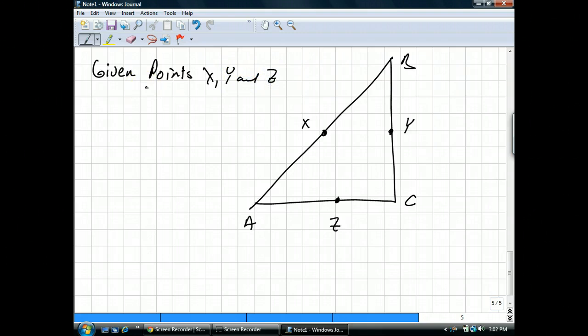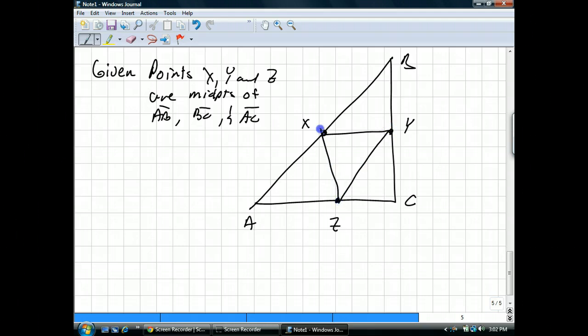All right, so we're given that points X, Y, and Z are midpoints of segment AB, segment BC, and segment AC, respectively. Okay, so we know that these are midpoints. So then, if I know length of AC is 24, then XY has to be half of 24 because these are midpoints. So this has to be half of the opposite side, so that's 12.